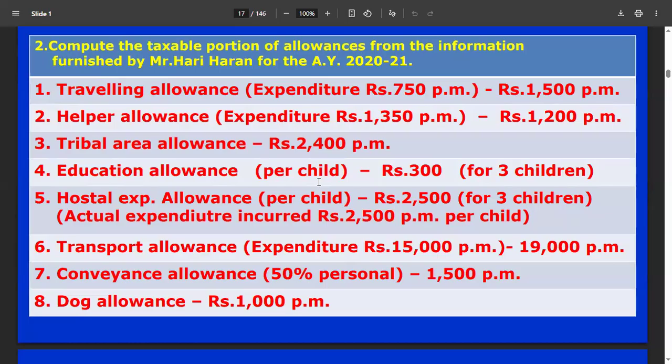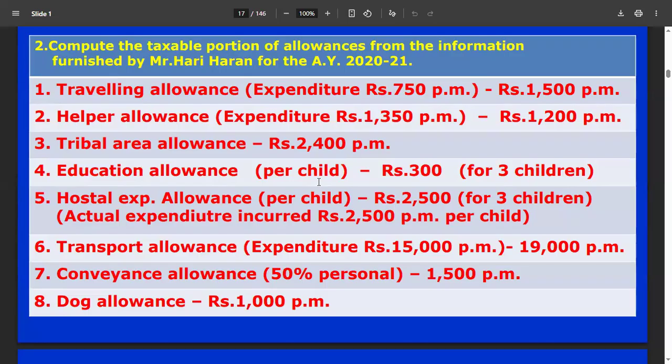So let's talk. Traveling allowance is 1,500 per month. Helper allowance is 1,200 per month. Travel area allowance 2,400 per month. Education allowance per children is 300 per month. Hostel allowance is 2,500 per month.